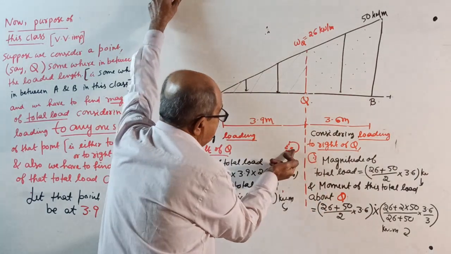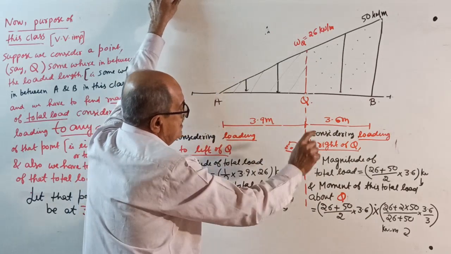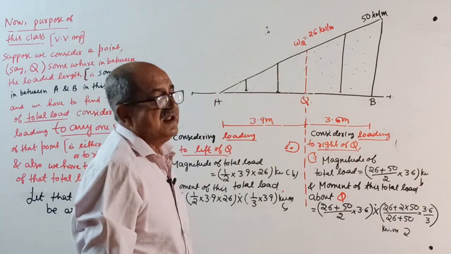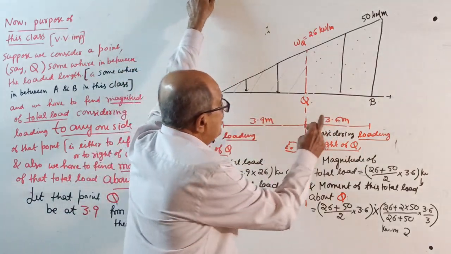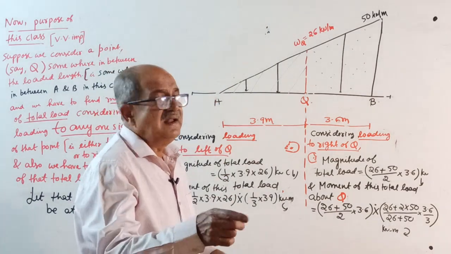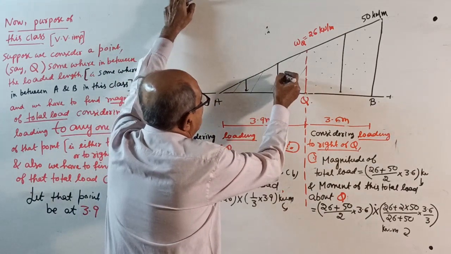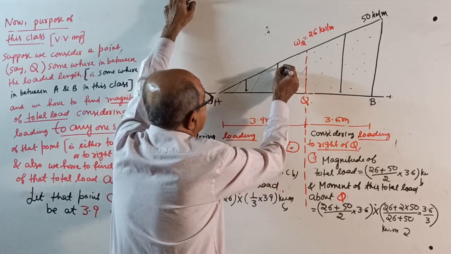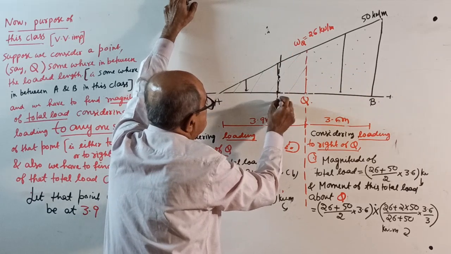If you consider the left side, your loaded length is 3.9 meter. If you consider the right side, your loaded length is 3.6 meter. When you see 3.9, don't see 3.6. When you calculate for 3.6, don't see 3.9. Okay, now, line mark here. For this load, this is the total magnitude of the total load, it will be somewhere here. This is the magnitude of the total load.